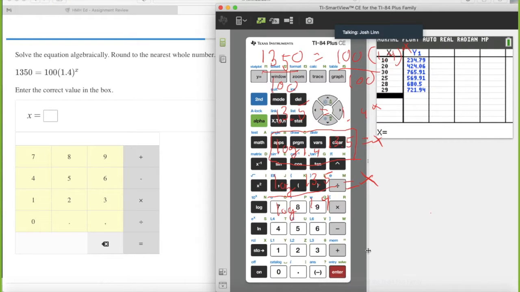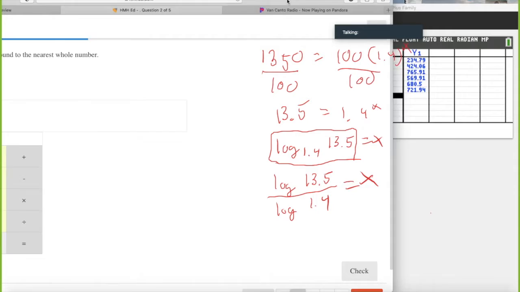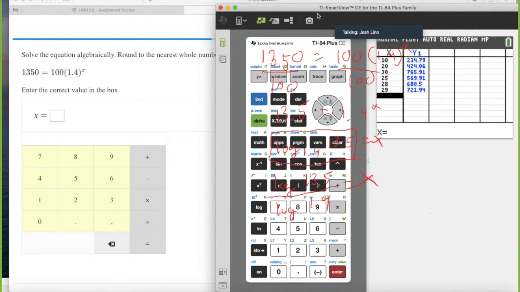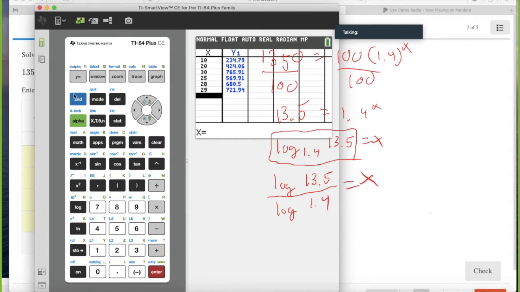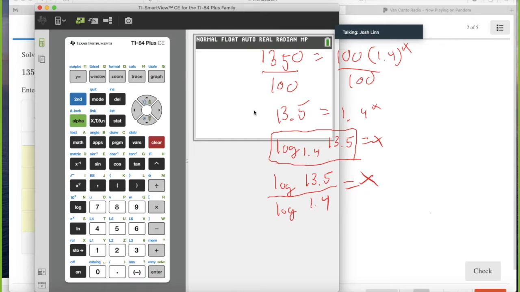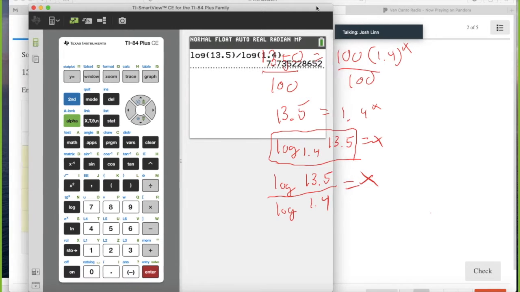Oh, that's fun. No, that's not what I want. Calculator, come back. I summoned thee. Okay, so we just need our normal calculator function, and we're going to do common log of 13.5 divided by common log of 1.4 is equal to whatever that number says there.